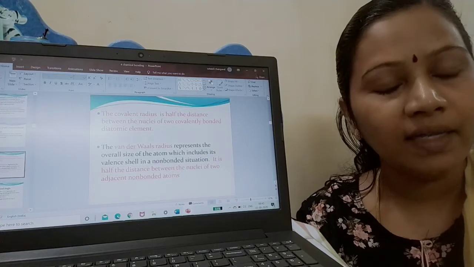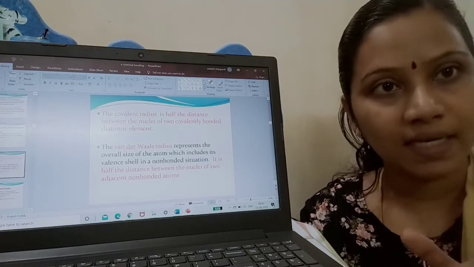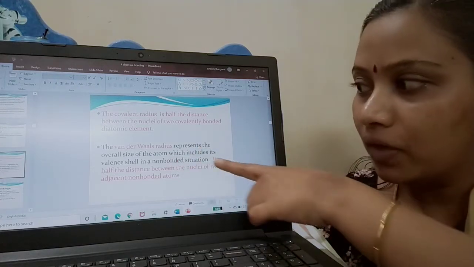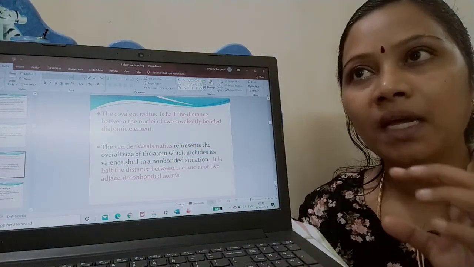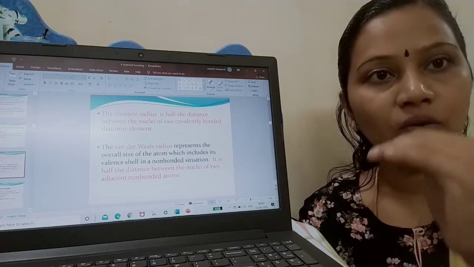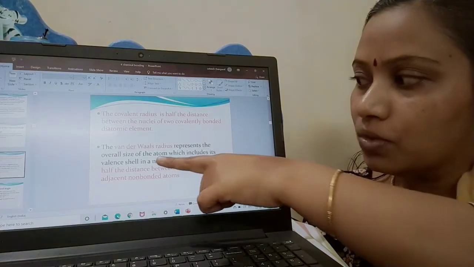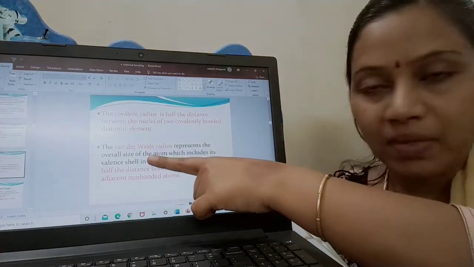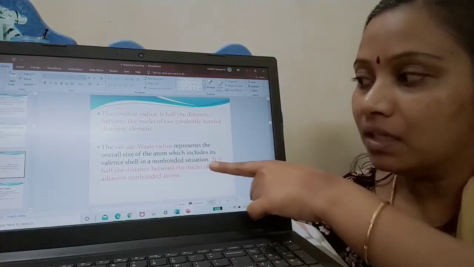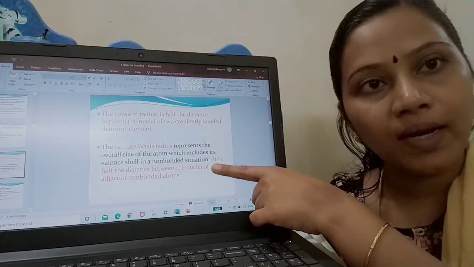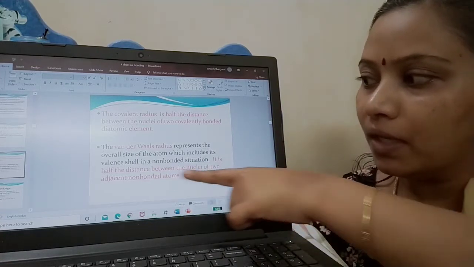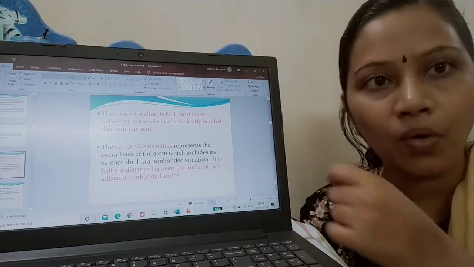See, van der Waals radius is going to represent the overall size of an atom. It is going to represent the entire size of an atom. For example, whenever I am going to call the size of the atom, then I am going to call the nuclei, then inner orbitals, then valence electrons. So the van der Waals radius is representing the size of the atom. This is going to include the valence shell even in non-bonded situations. Or I can define the van der Waals radius as distance between the nuclei of two adjacent non-bonded atoms.